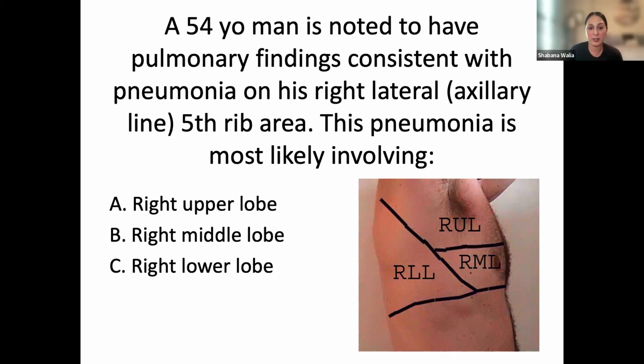So you see the anterior axillary line here would be here, right? Right anterior. And then the nipple line is often, especially in men, where there's not a lot of breast tissue, considered to be the fourth intercostal space. So you're going to go fifth intercostal space here. That's going to be your right middle lobe. Okay, so again, very commonly tested board question.